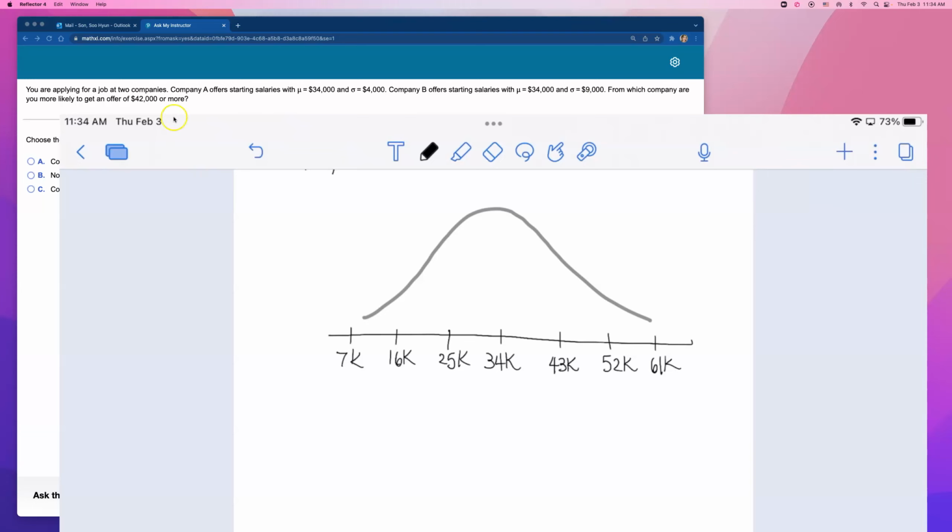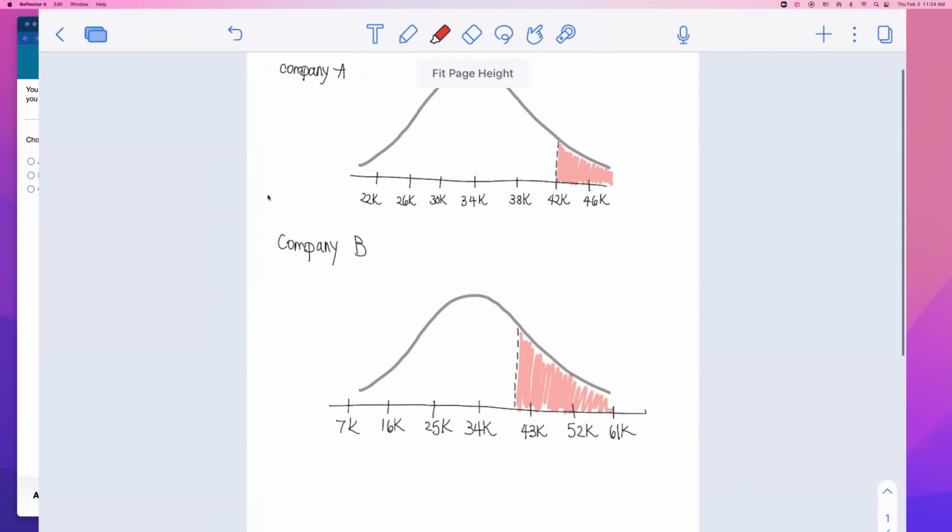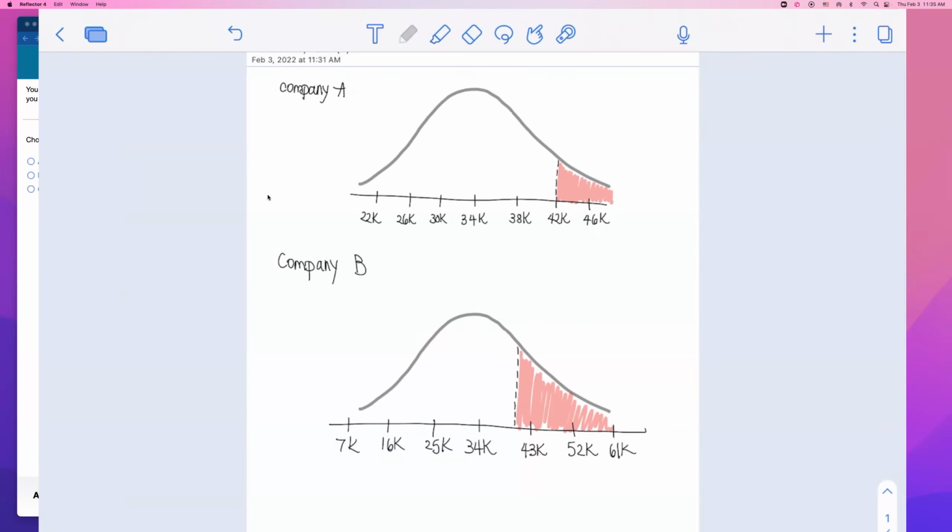Okay, so again, I'm looking at the offer of $42,000 or more. So where is 42? Now, did I add wrong? 34 plus 9. No, 43. Okay, so somewhere like over here, right? Less than 43. And then if I want to make more than that, I am shading area to the right side of it. Now what you just have to do is compare these areas. What area is bigger? Which red shaded region is bigger?